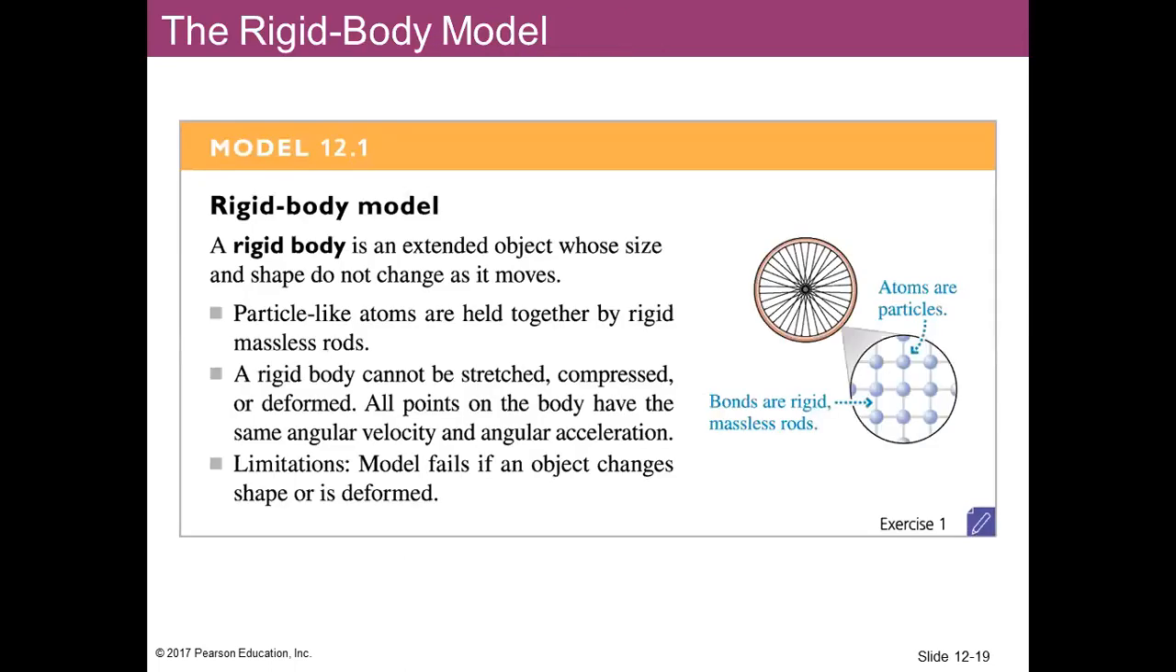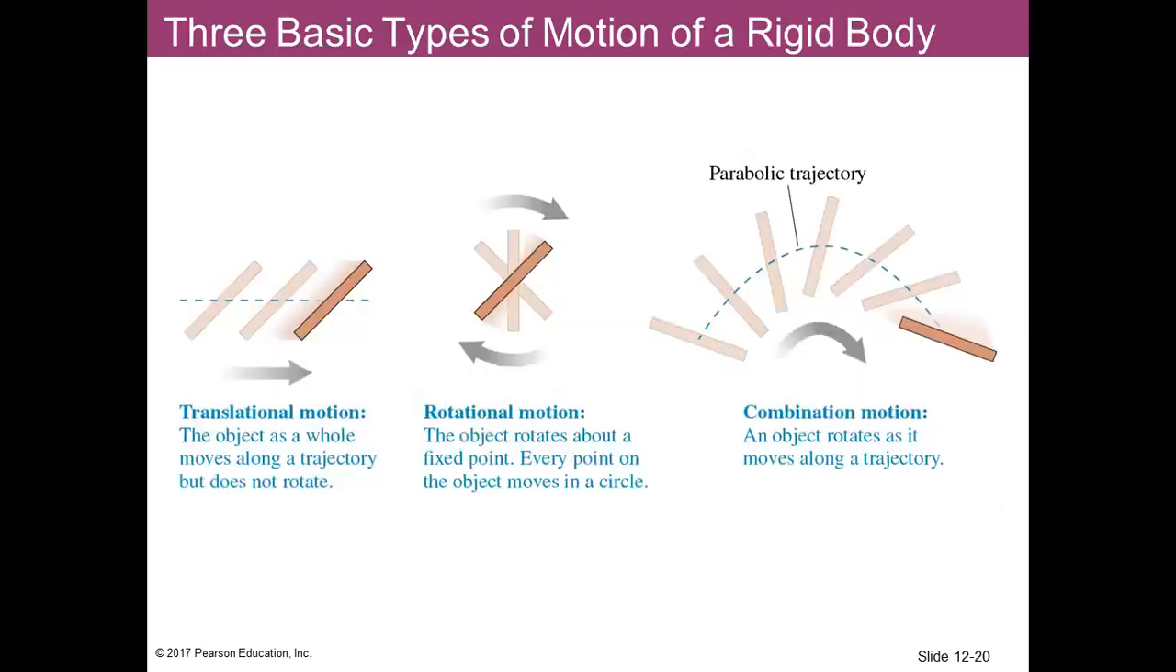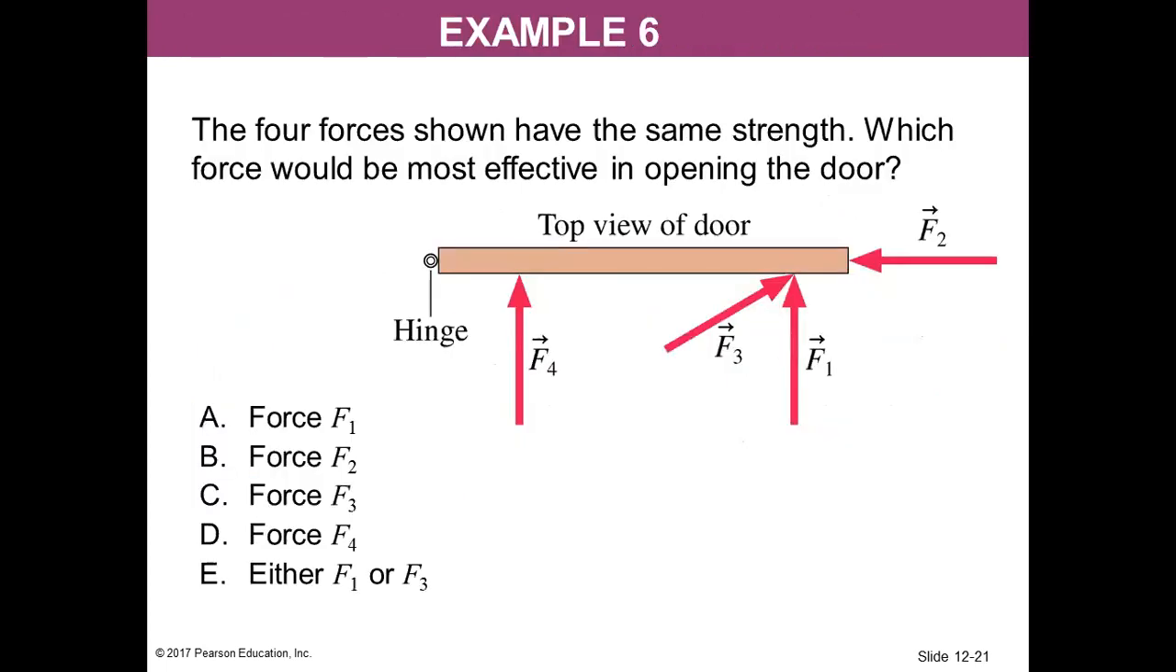A rigid body is an extended object whose size and shape do not change.